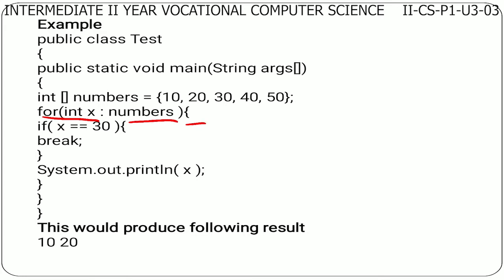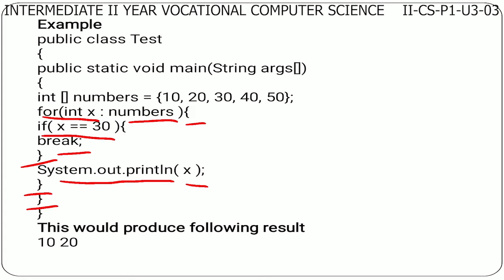Opening the for loop. Within the for loop, I am taking an if condition. If x equals 30, then go for break, and I'm closing the if condition. After closing the if condition, I'm printing a statement, System.out.println(x). Then I'm closing the for loop, closing the main function, and lastly closing the class.